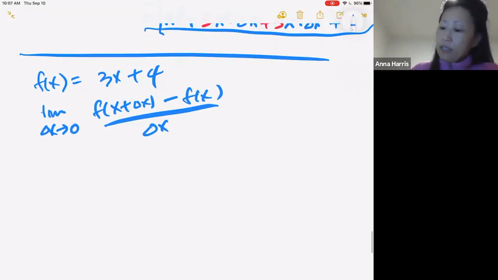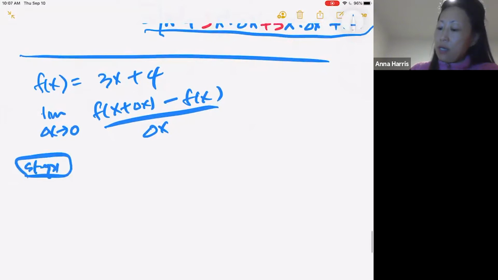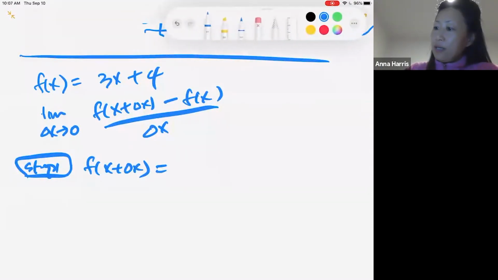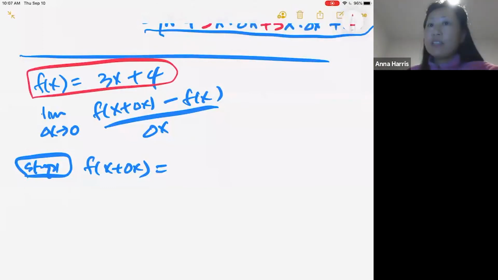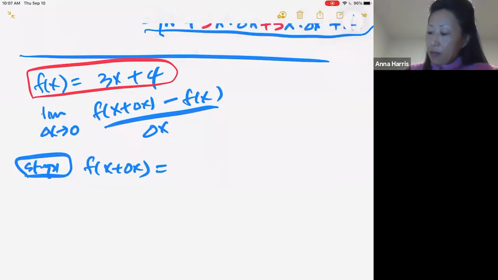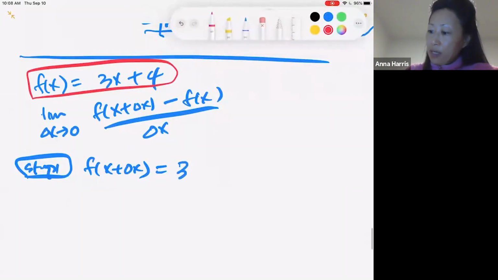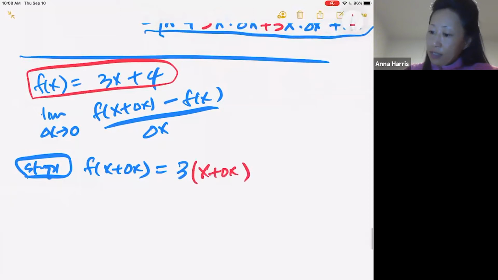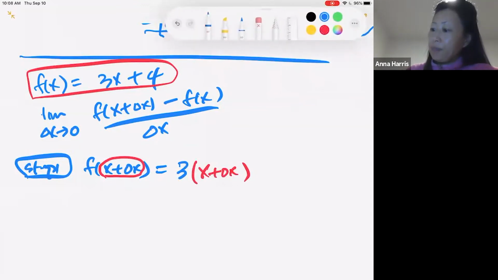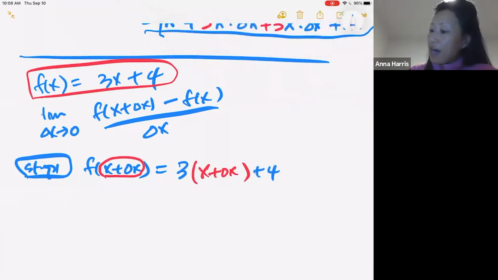So we're going to find, just like we did yesterday, step 1, I need to find f of x plus delta x, right? Then I'm going to look at this, that's my function, but I'm going to replace x with x plus delta x. So I have 3, and then I'm going to put x plus delta x, because that's what I'm going to put in. Now I'm going to replace with that, right? And then plus 4. And then step 2, we already got that one.